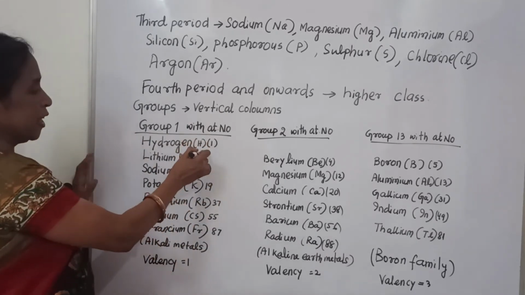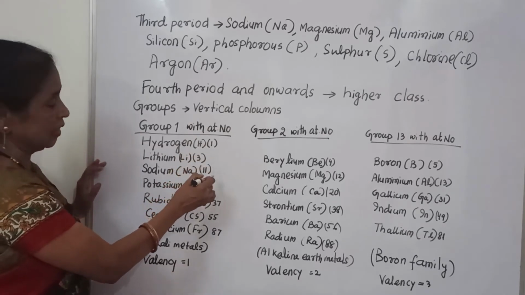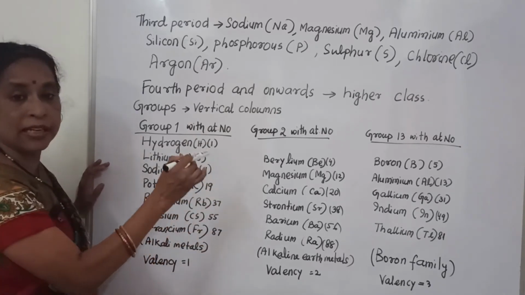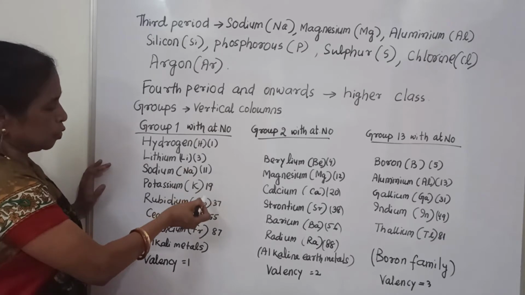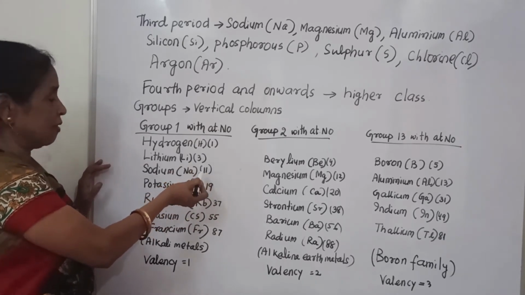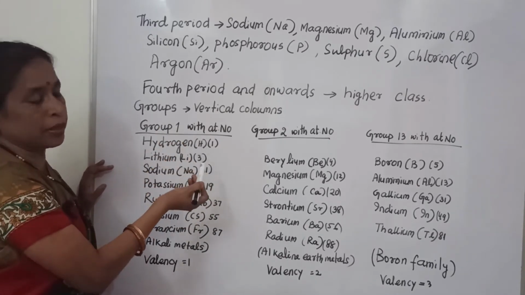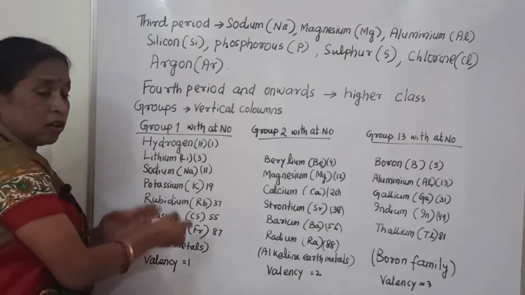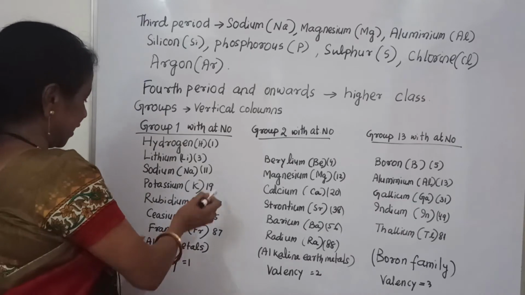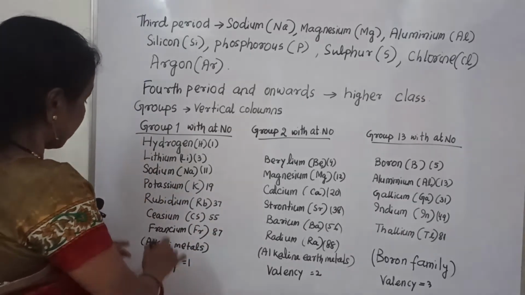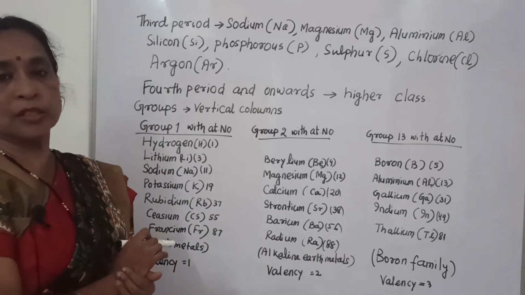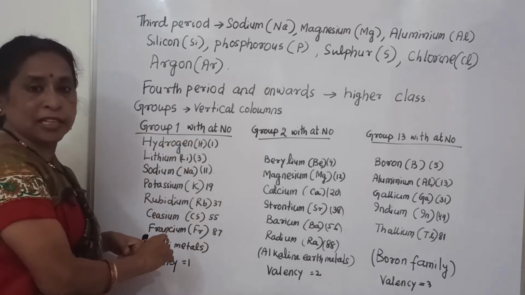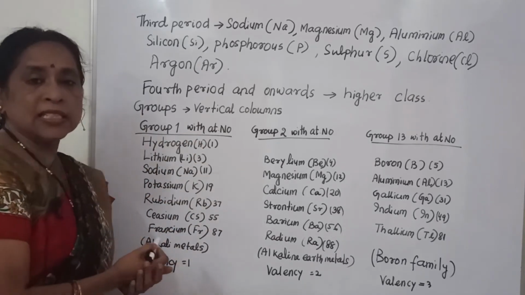And what are the atomic numbers? 1, 3, 11, 19, 37, 55, 87. So up to 19 or up to 11, that is up to sodium, you can remember now. Gradually, slowly, you will remember all the things when you go to 10th class, it is very easy. These are called alkali metals. Which group is called alkali metals? Group 1.